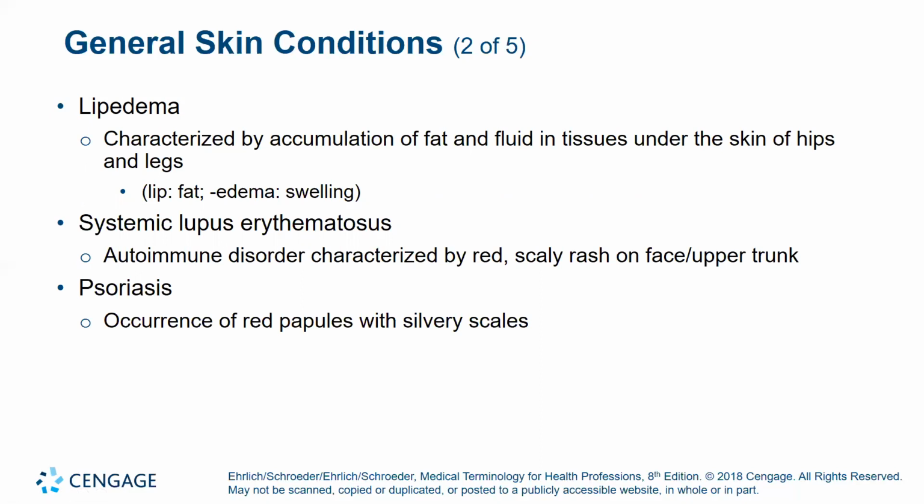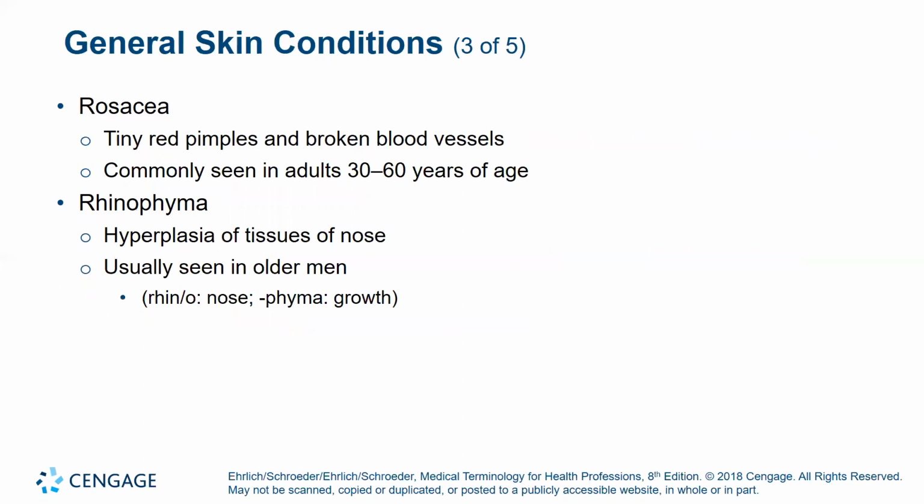Psoriasis then, this is where you have red papules with silvery scales. Rosacea, these are tiny red pimples and broken blood vessels. You usually see this commonly in adults 30 to 60 years of age. Next one we have is rhinophyma. This is hyperplasia of the tissues of the nose, and this is usually seen in older men. Rhino would be your nose in that term.